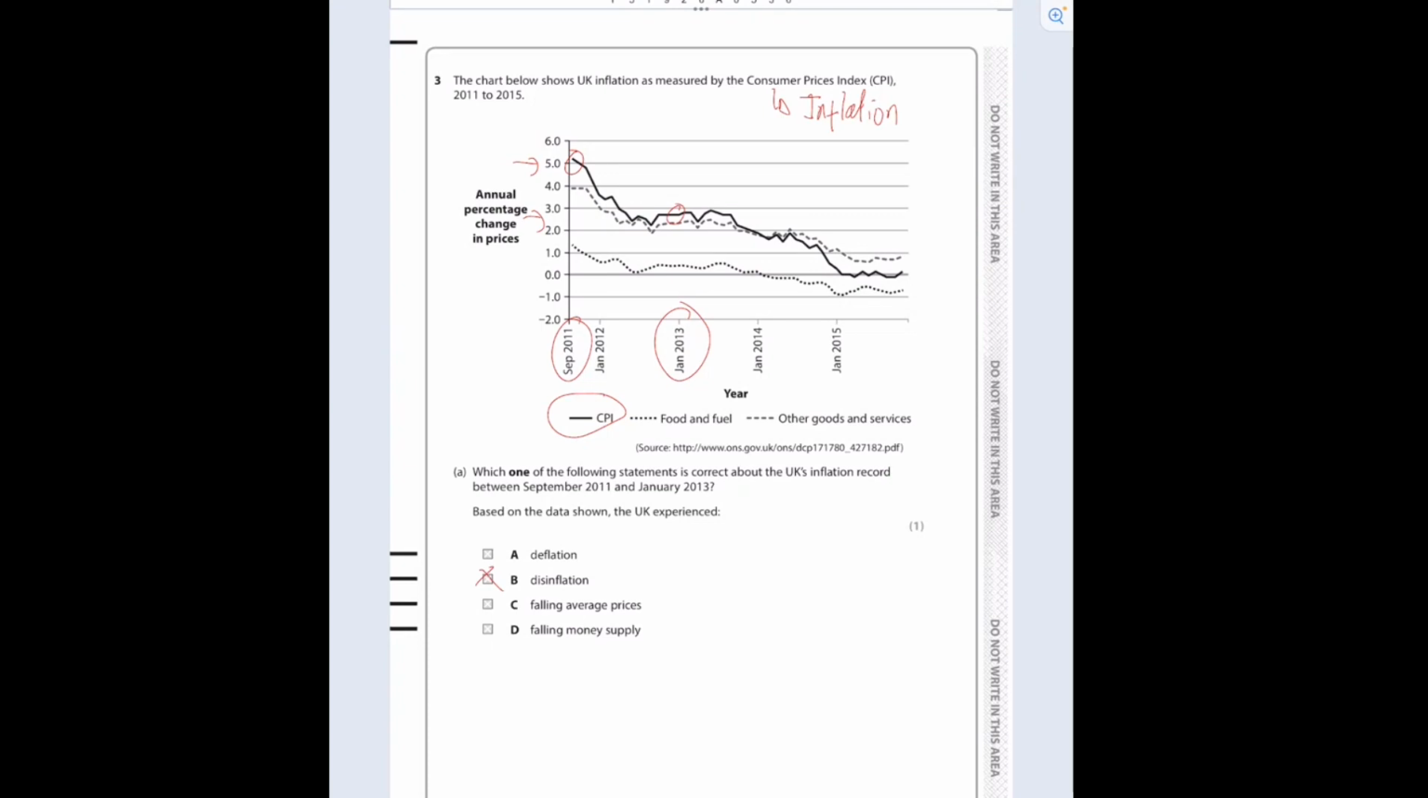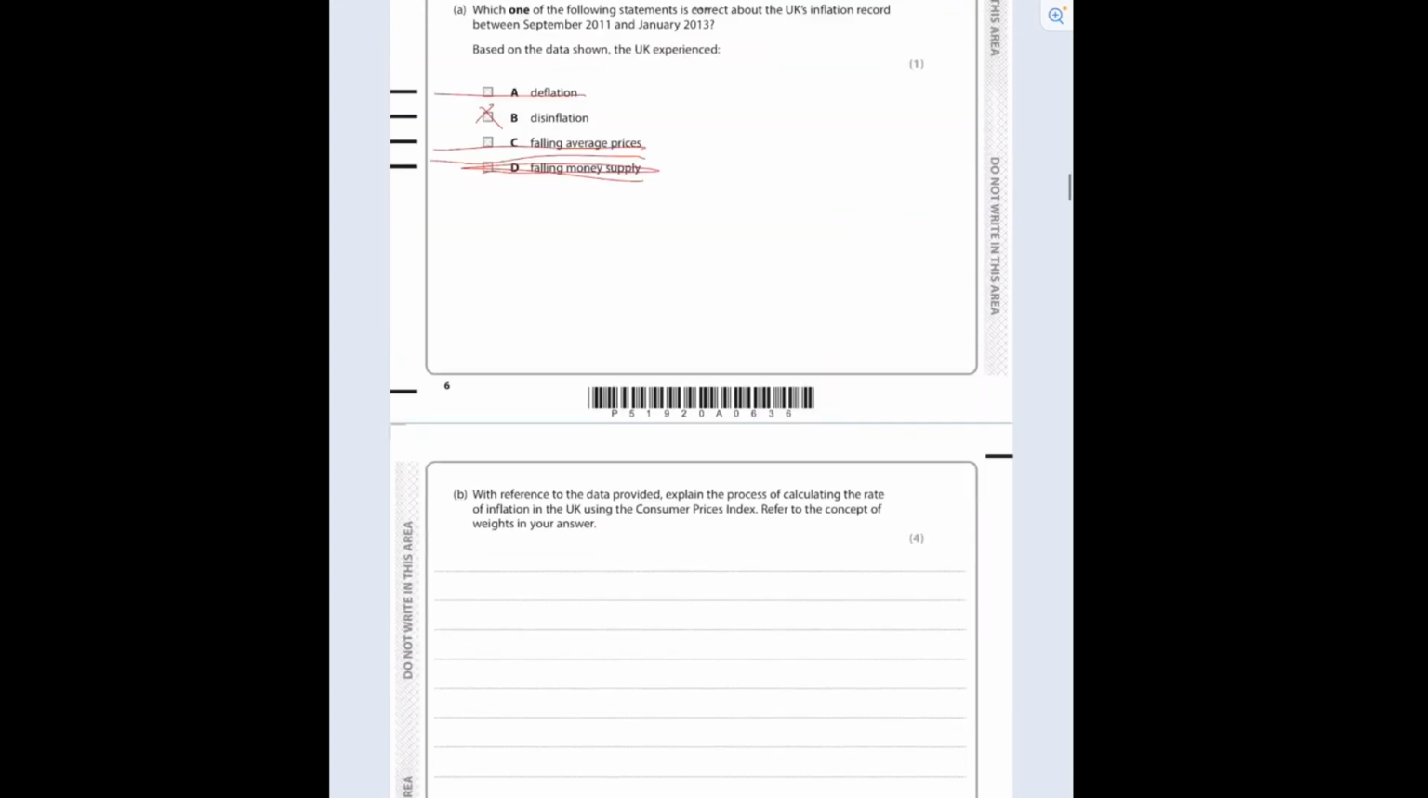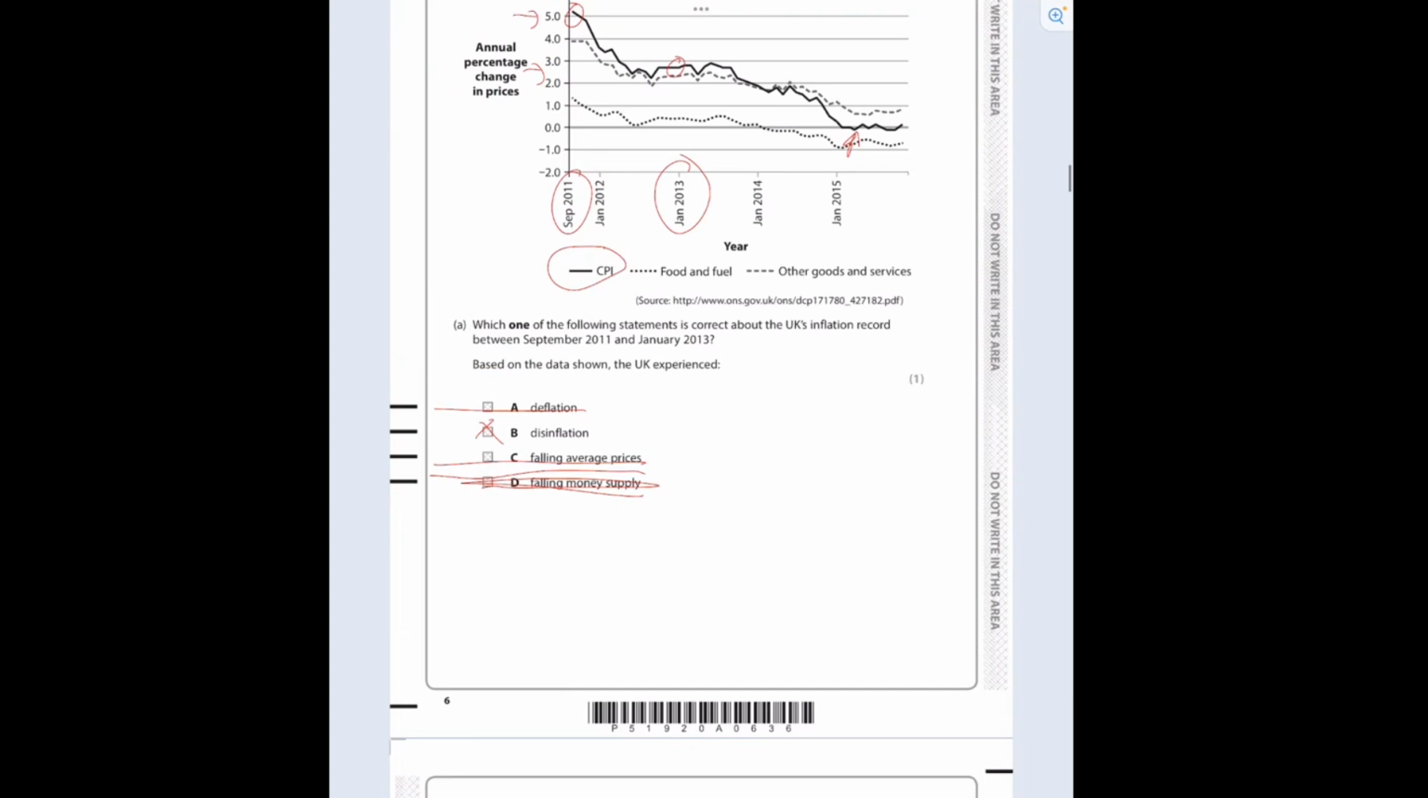Deflation is this bit below 0%, so it's when the rate of inflation is negative. Falling average prices is incorrect because prices are increasing, just at a slower rate, so that's wrong. And a falling money supply, we don't know what's happening with the money supply, but it's unlikely if you're having inflation like that, especially with the UK government and the Bank of England.